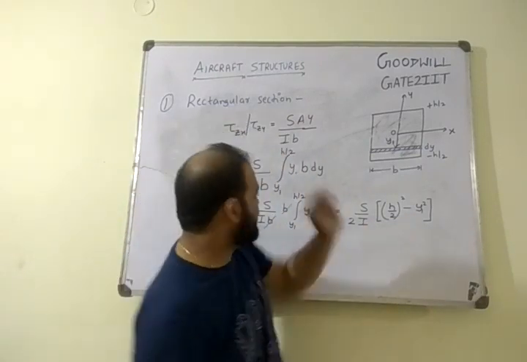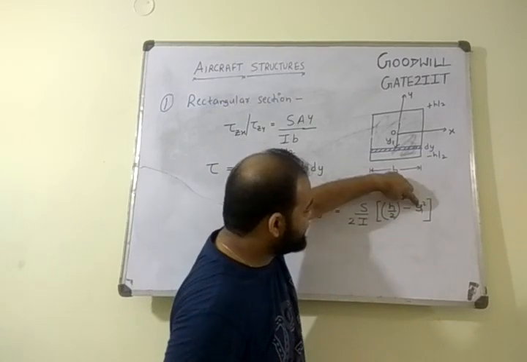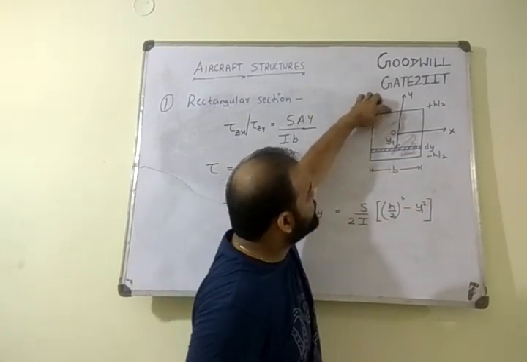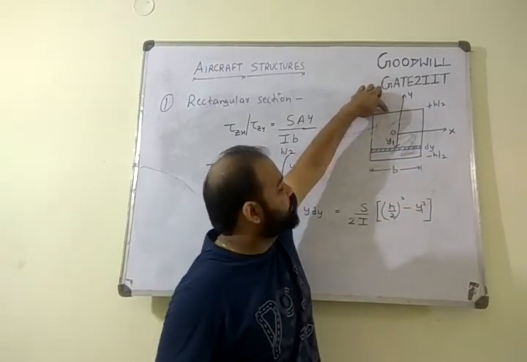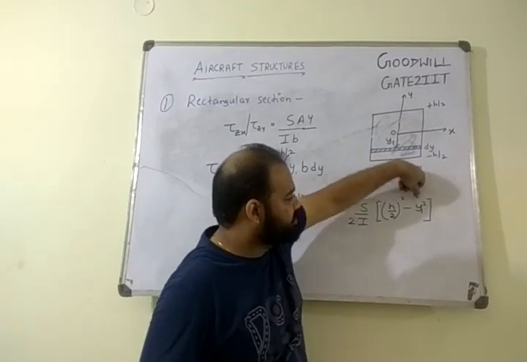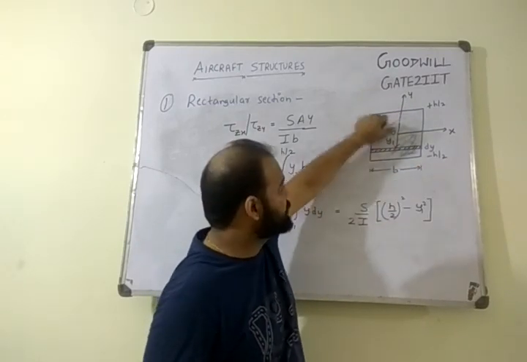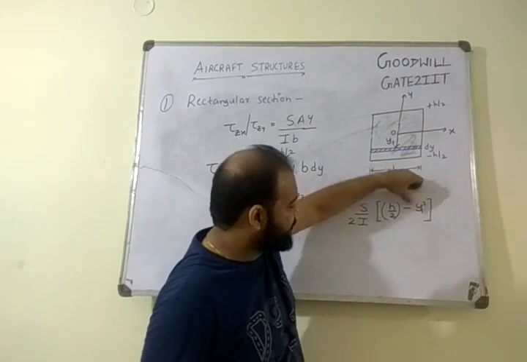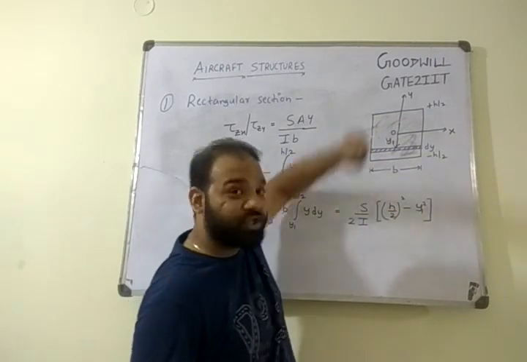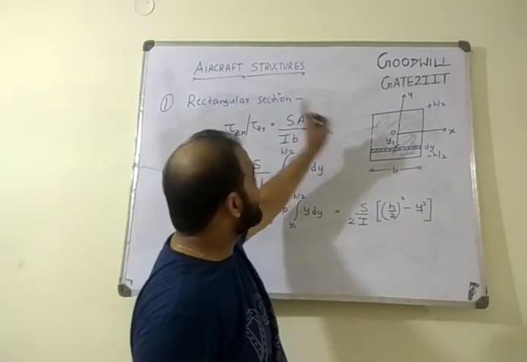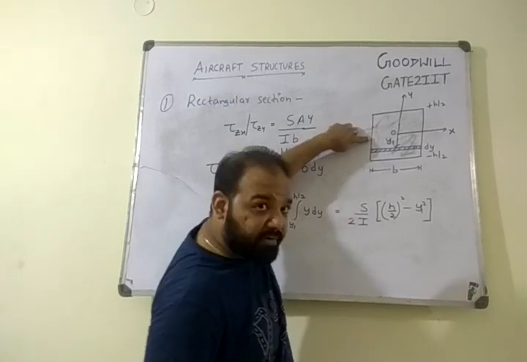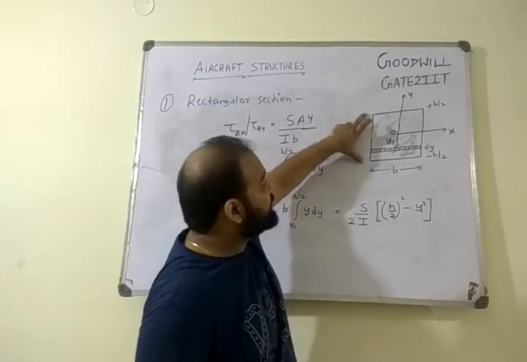Now, second thing, we write this. Substitute y1 as h by 2. Let's say you have your strip on the top. So when you substitute h by 2, this becomes h by 2 whole square minus h by 2 whole square, this goes to 0. Similarly, you can substitute minus h by 2, again it becomes 0. What do you mean by this? Shear stresses in bending is maximum at neutral axis and 0 at the outer fibers.